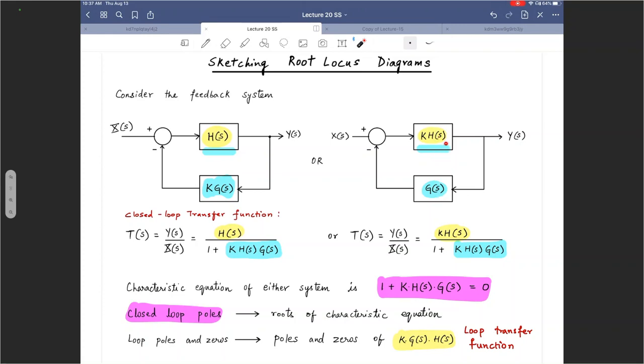That is the product of k, h of s and g of s in this case, and the same thing happens over here. So you have the loop transfer function and the closed loop transfer function. You will have a numerator and denominator. Using the loop transfer function, you can find the loop poles and zeros, and using the characteristic equation, you can find the poles of the closed loop transfer function.